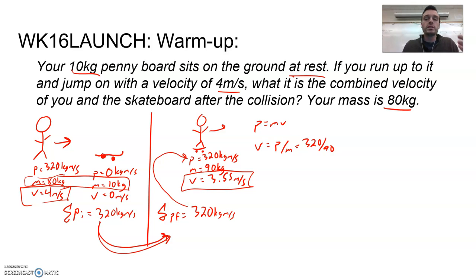And so if we increase the mass of a system, let's look at it as p equals mv. If you increase the mass but the momentum stays the same, the velocity has to drop. And that's what you see right here. It dropped from 4 to 3.55.